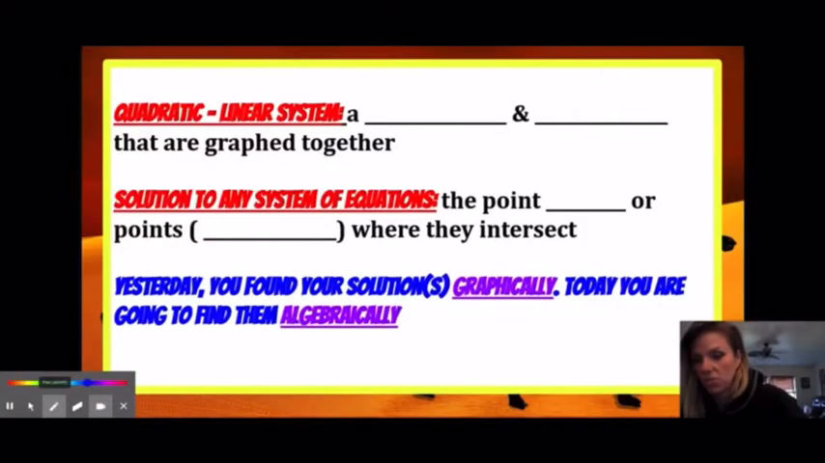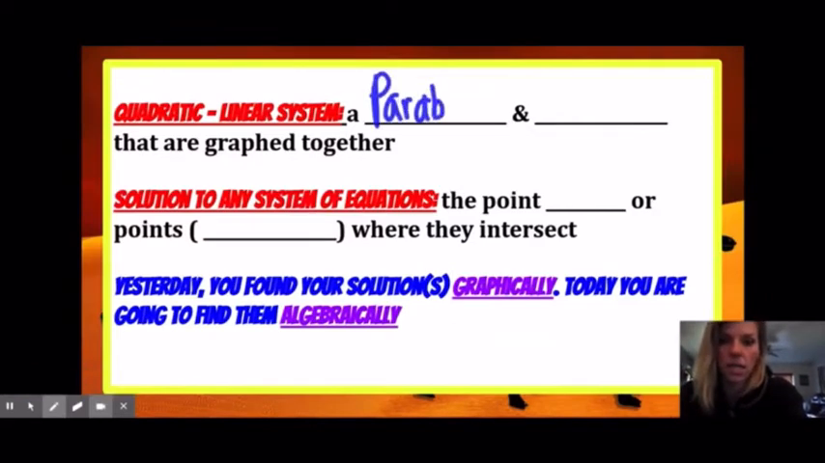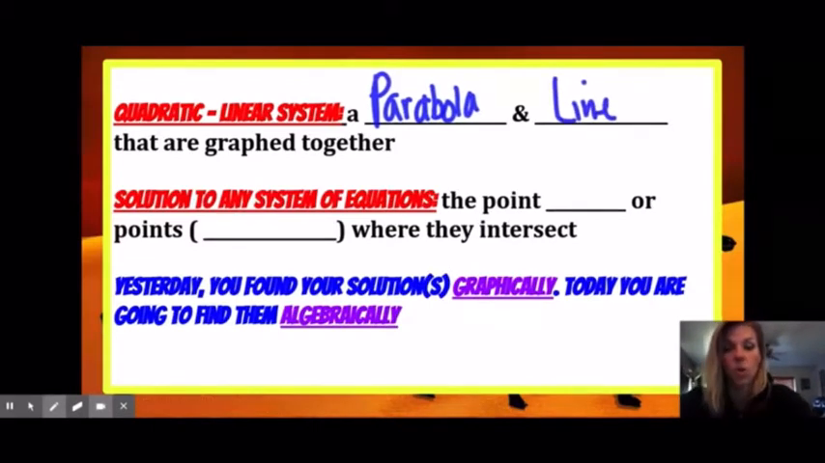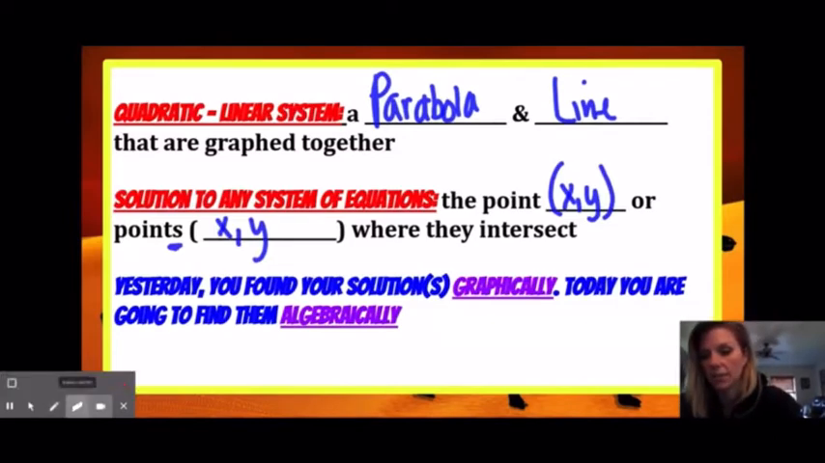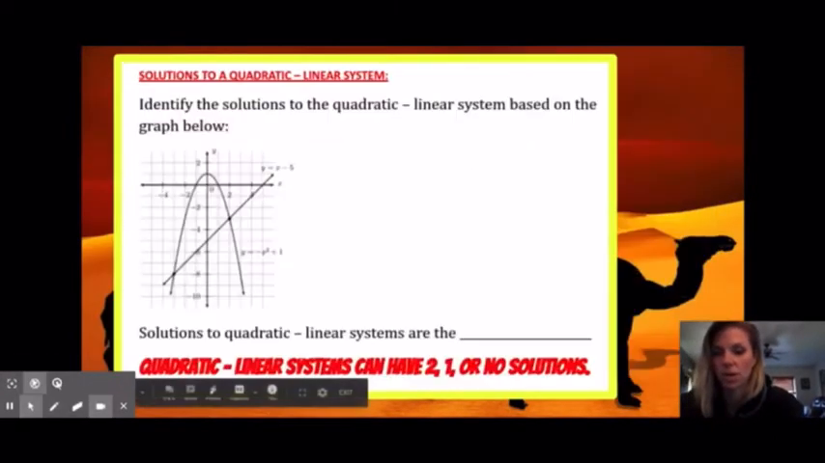Okay, so let's just briefly review. A quadratic linear system, again, is just a quadratic, a parabola, which is a U, right? And a line that are graphed together. So the solution to any system of equations, whether it's a linear system, a system of inequalities, or a quadratic linear system, is the point x comma y. Or maybe there's multiple points, okay, where they intersect. Yesterday, again, we found these graphically. Today, algebraically, which means no more graph.